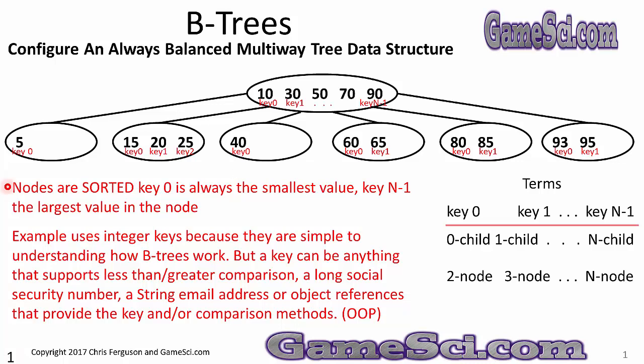Nodes are sorted. Key 0 is always the smallest value, and key n minus 1 would be the largest value in the node. This example uses integer keys because they're simple for understanding how B trees work. But a key can be anything that supports less than, greater than comparison. A long social security number, a string email address, or object references that provide the key and comparison methods. That's the object-oriented programming way to do it. Anything can be a key as long as you can compare it for less than and greater than.